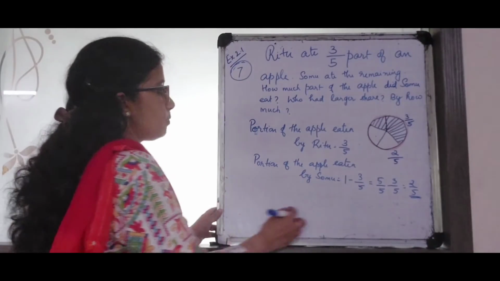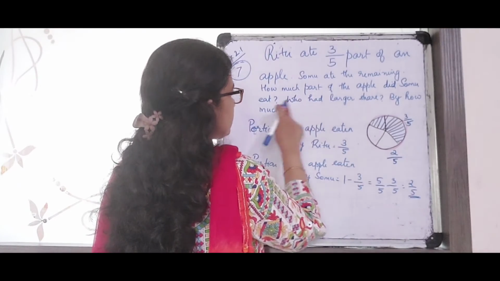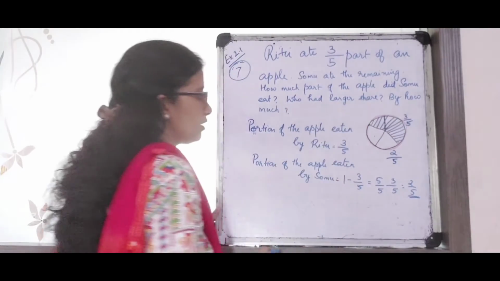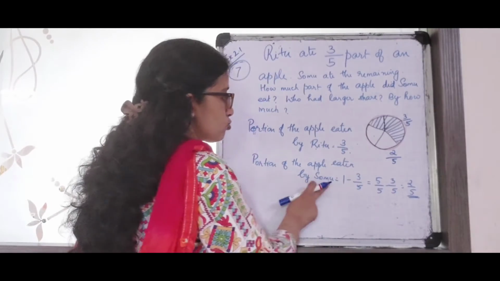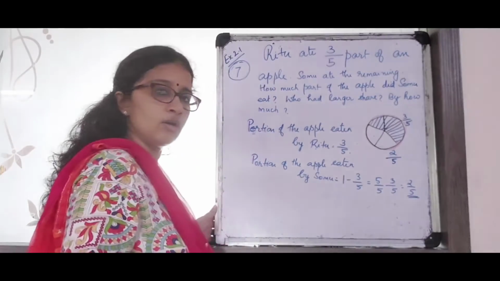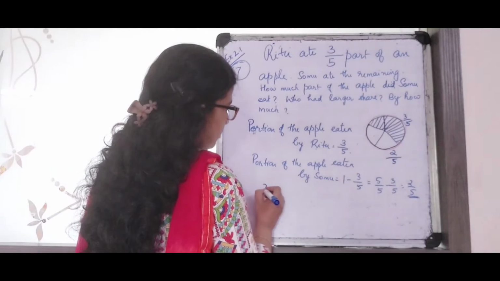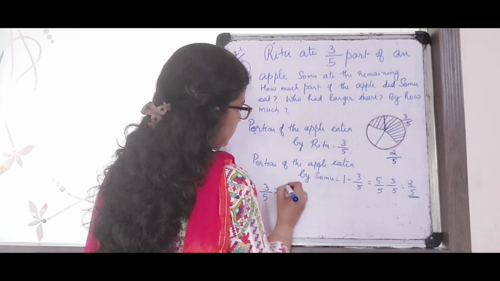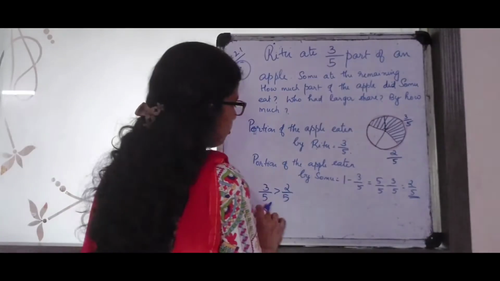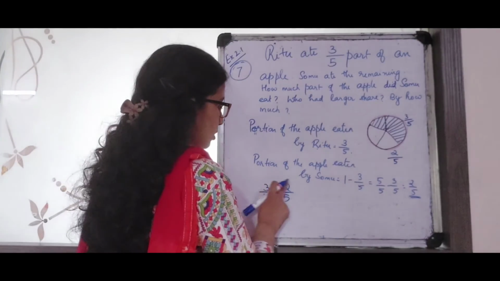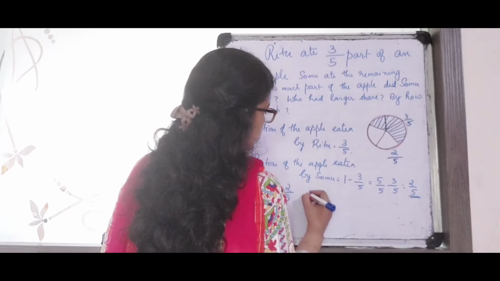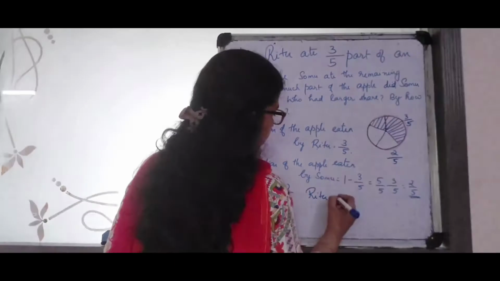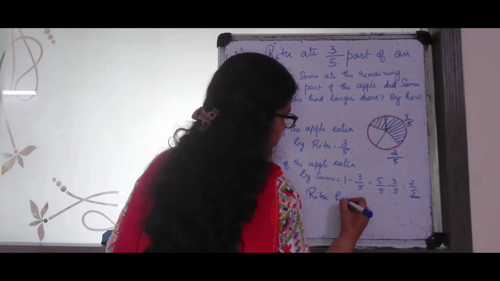Now what is the next part of the question? Who had the larger share? Ritu had 3 by 5. Somu had 2 by 5. Who had the larger share? 3 by 5 is greater than 2 by 5, right? Since the denominators are the same, we just have to compare the numerators. So 3 by 5 is greater than 2 by 5. So Ritu had the larger share.